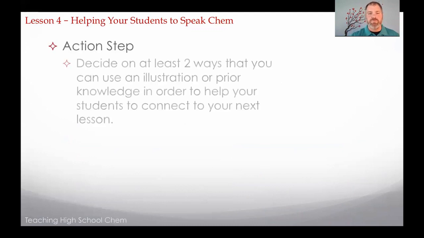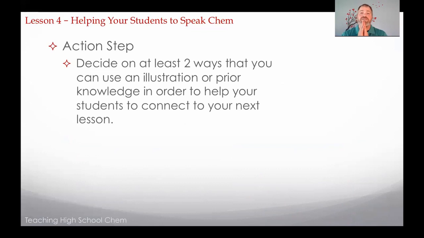All right, action step. Decide on at least 2 ways that you can use illustrations or prior knowledge in your next lesson. Okay? Trying to help kids connect what you're saying with what they already know. Find 2 ways to give them hooks to hang on to in your next lesson.